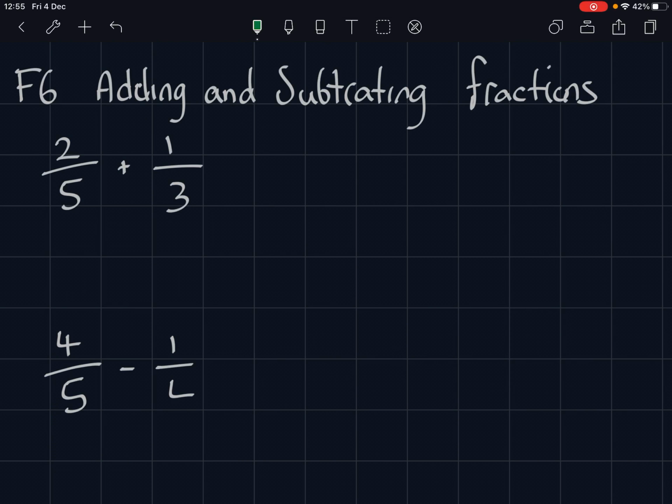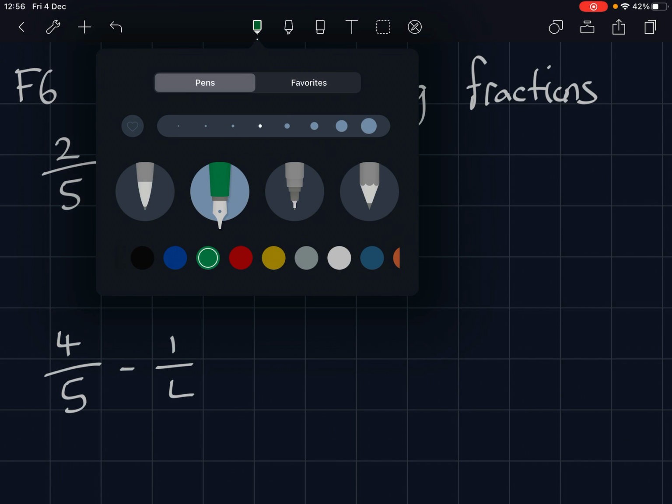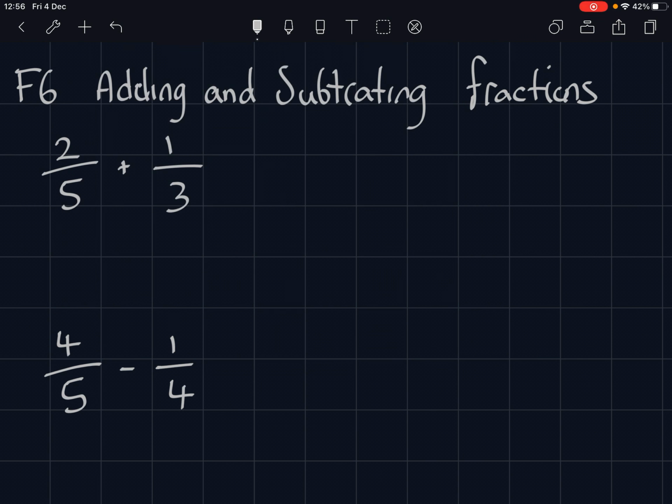This video is about adding and subtracting fractions. We're going to have a look at a couple of problems. Adding and subtracting is very similar, so we'll have a go at one of each. So let's start with 2/5 and 1/3.